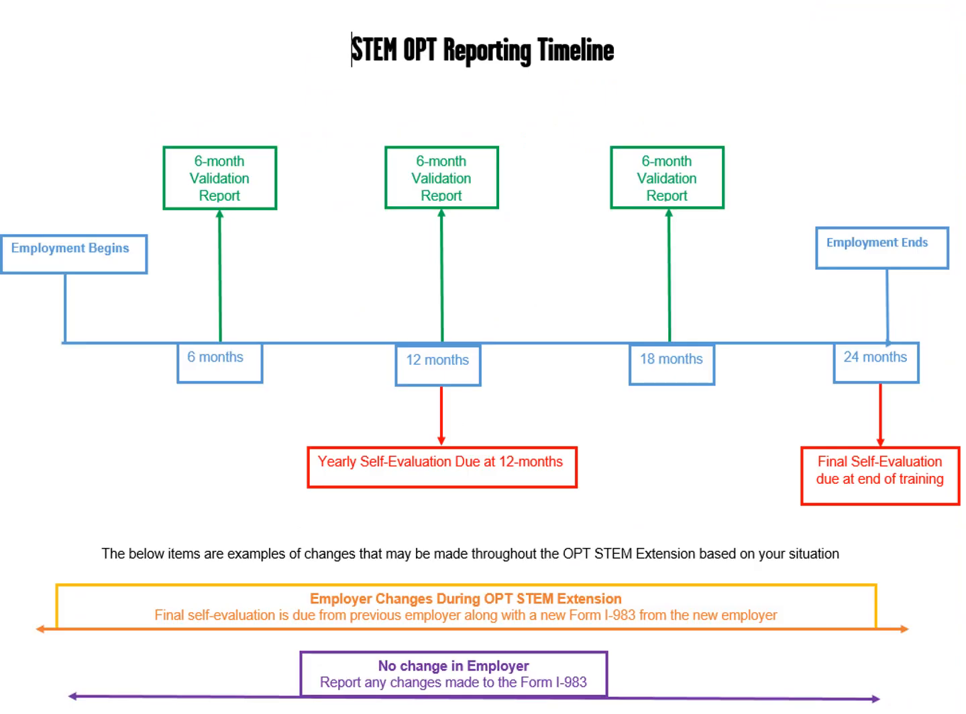Here you will find an overview of the timeline of when you were required to report to UHCL during your STEM OPT extension. We will discuss this again on this slide to reiterate all of the important reporting requirements you have. At months 6, 12, and 18 during the STEM OPT extension, an OPT validation report is due. This means you must submit an OPT update in the ISD portal every 6 months from the start of your STEM extension, even if no change has occurred.